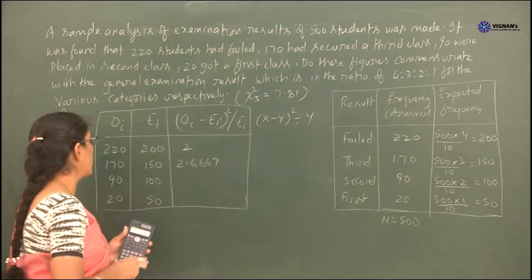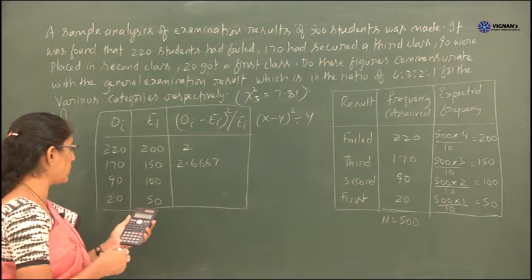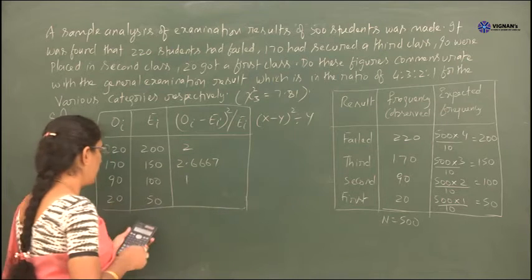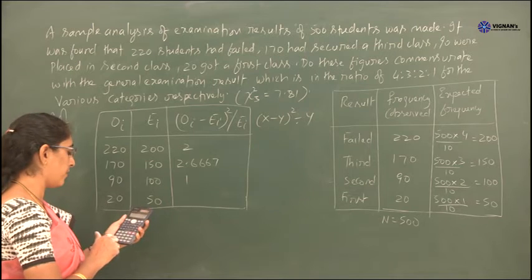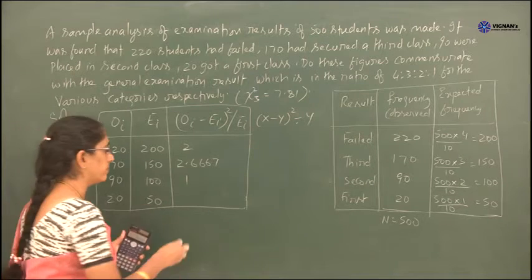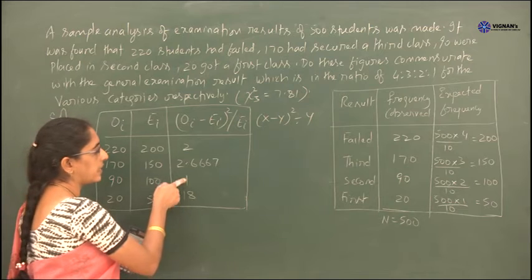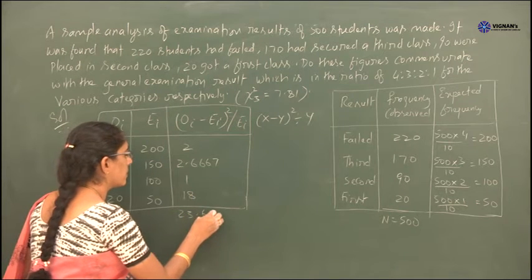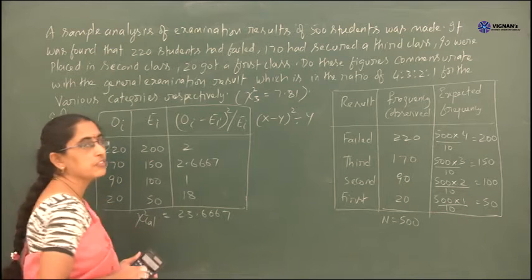2.6667. The next x value is here 90, then the y value is here 100. So it is 1. Again, x value is here 20, y value is here 50. It is 18. Now the total of this is 18 plus 1 is 19, 19 plus 4 is 23.667. So that is our chi-square calculated value.